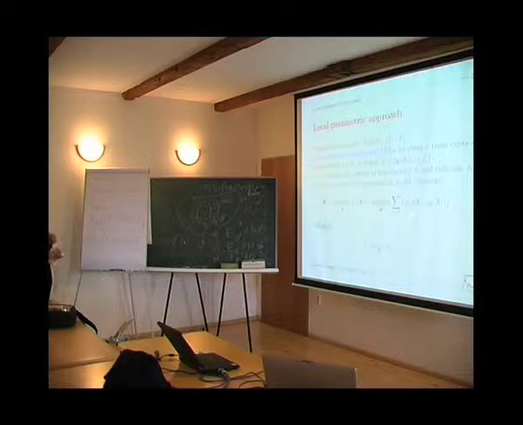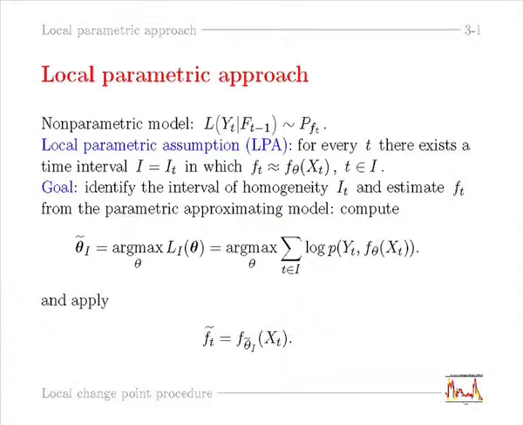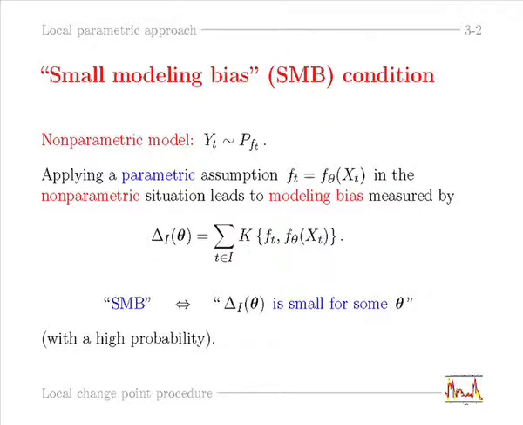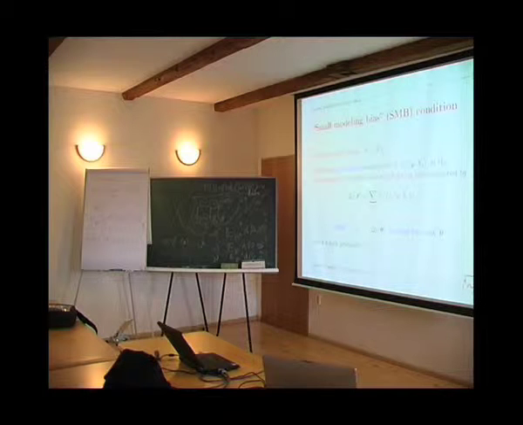You do estimation from this interval. You only use the data from this interval of time homogeneity. That's all. This is the whole extension. The only question is how to select this interval. And now we more or less know the idea how to do this. We select the largest interval where the parametric assumption is not significantly violated. The measure of significance is the modeling bias, and we have the formula for the modeling bias.